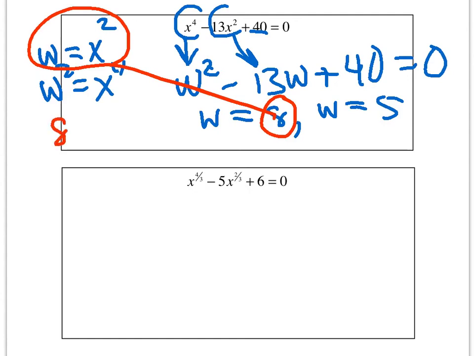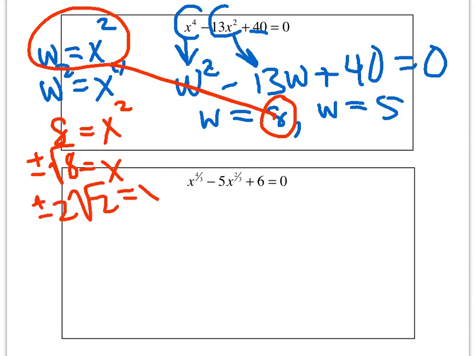So 8 equals x squared. So x is plus or minus, don't forget, plus or minus the square root of 8, which can be simplified to 2 times the square root of 2. And do the same thing for w equals 5. I'll leave those details to you.